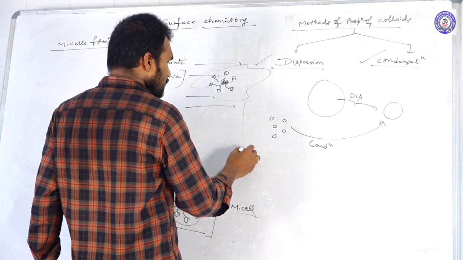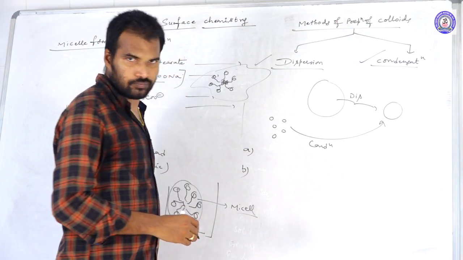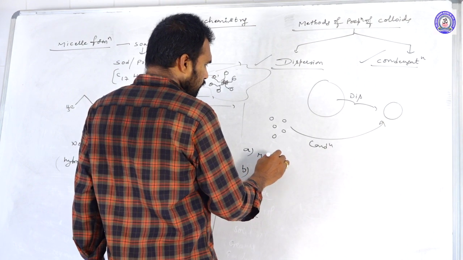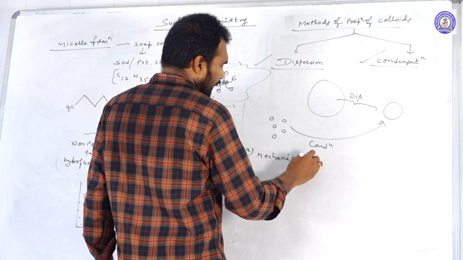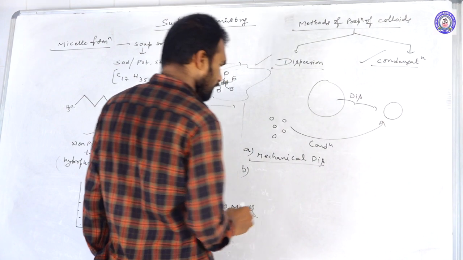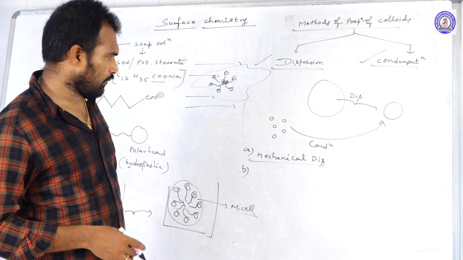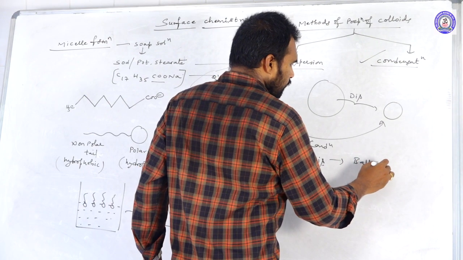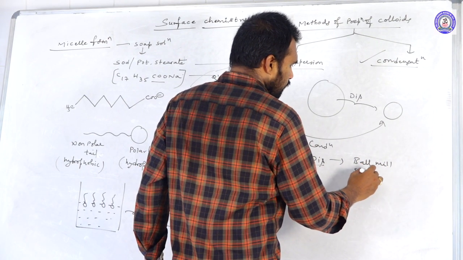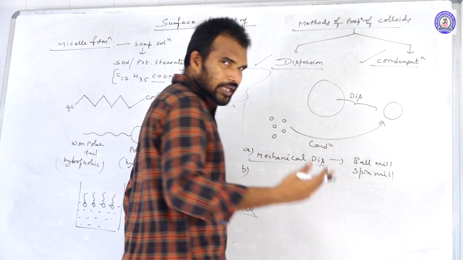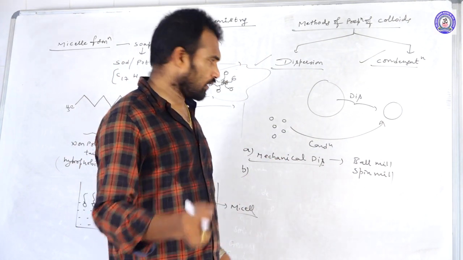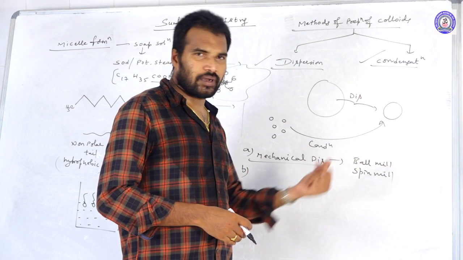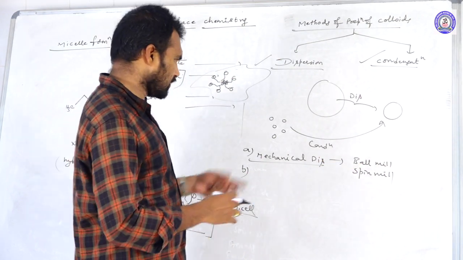And under the dispersion method, we will discuss two ways. One is mechanical dispersion. Here itself we will discuss what is a mechanical dispersion. So here, by using ball mill, spin mill. Okay, so as we know, to crush the rice, we are using ball mills as rice mill, spin mill.